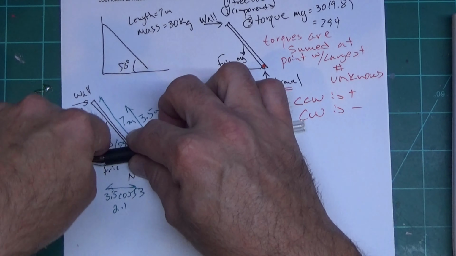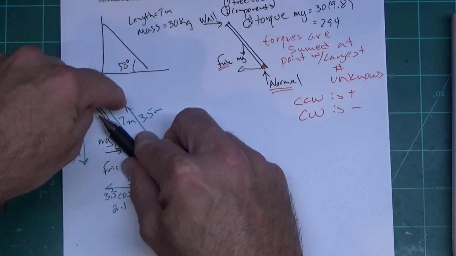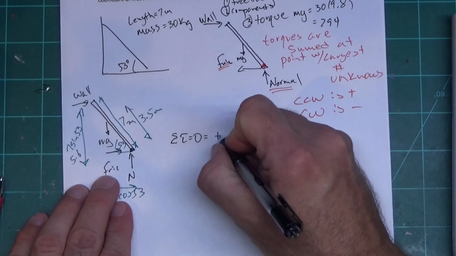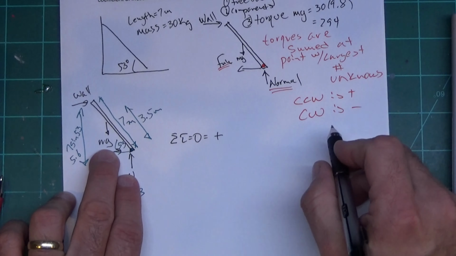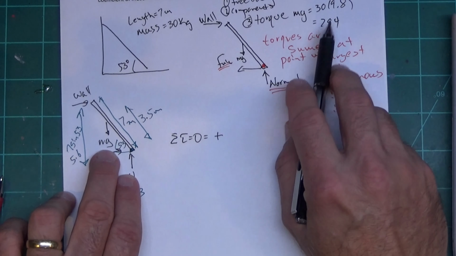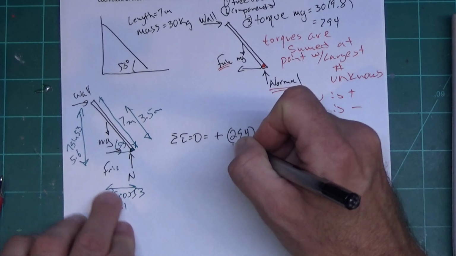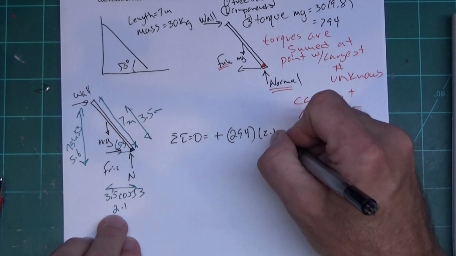Again, this force is causing counterclockwise. You can see it's making my pen move counterclockwise. Counterclockwise is positive, so it'll be positive. The force is the 294. Remember, mg was 294 way back up here. So it's 294 times my radius of 2.1.